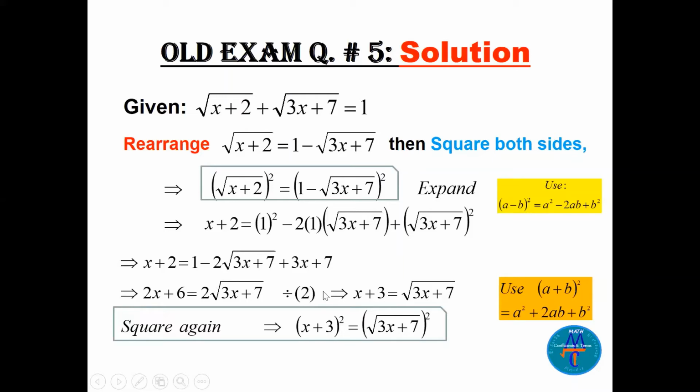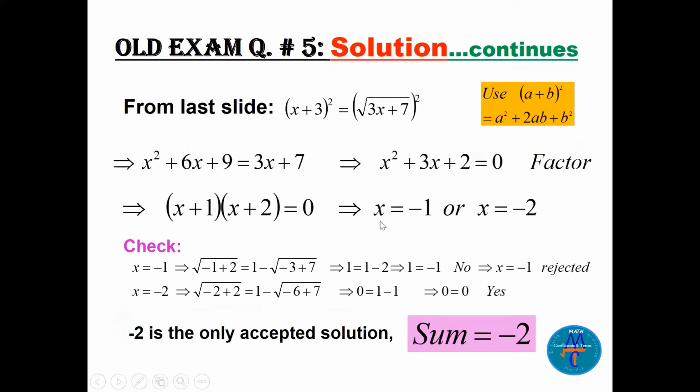So now we have x plus 3. Look at this easy equation. Square again. Square all this, square all that. Use this formula now, (a plus b) squared. Now we continue in the next slide, I think. Yes, this is (a plus b) squared. So it becomes x squared plus 6x plus 9 equals 3x plus 7. We have a quadratic as usual.